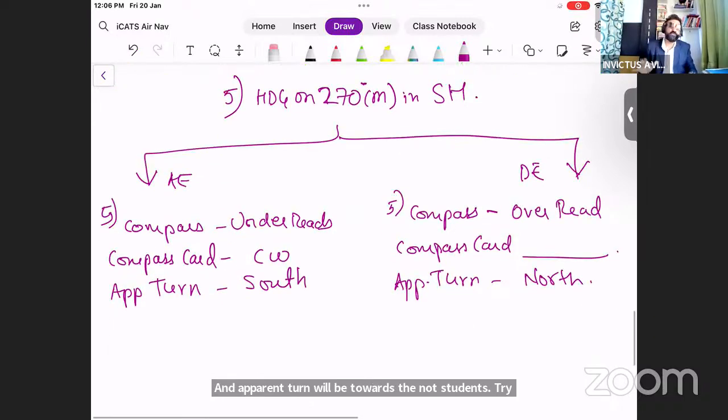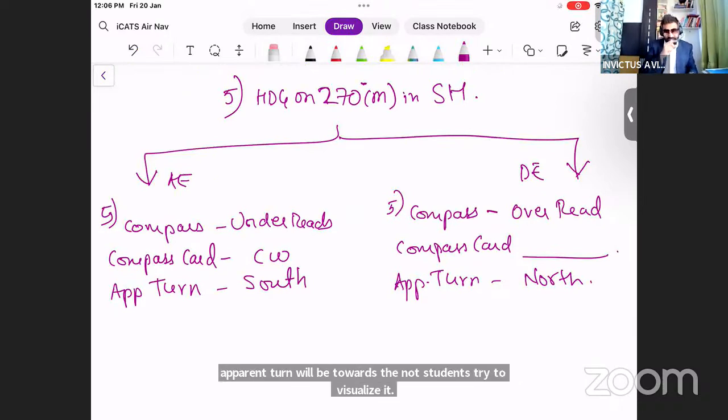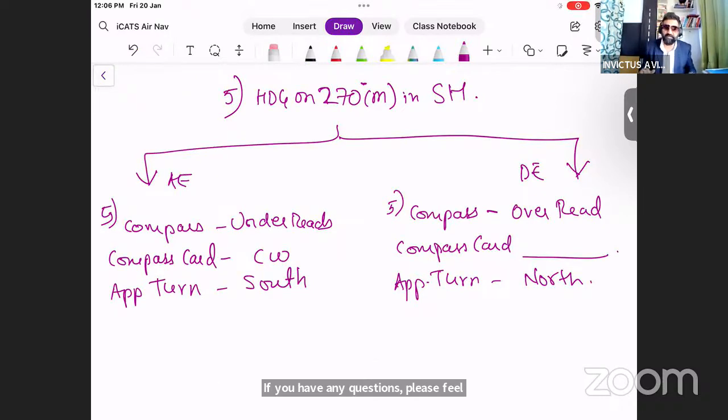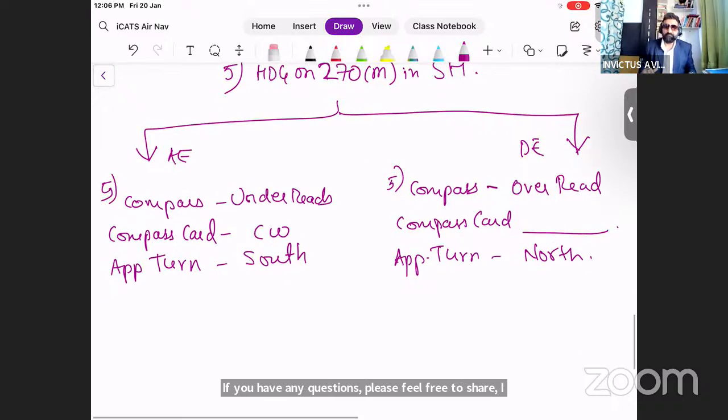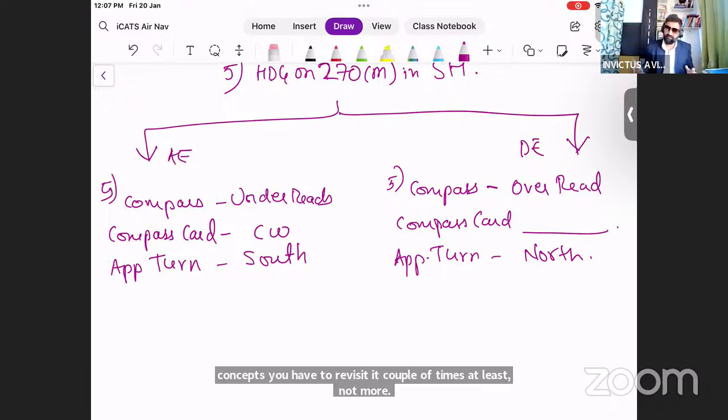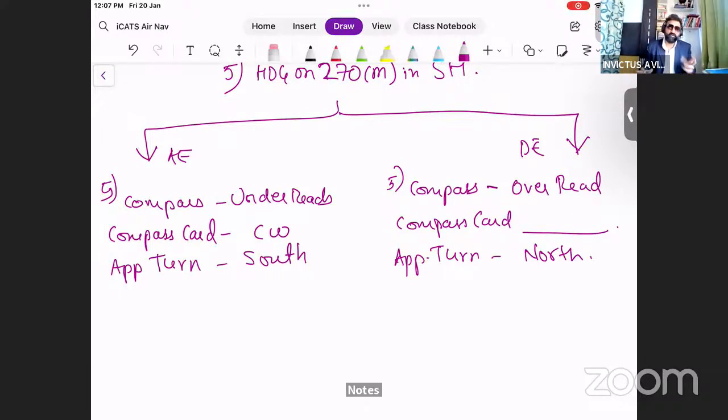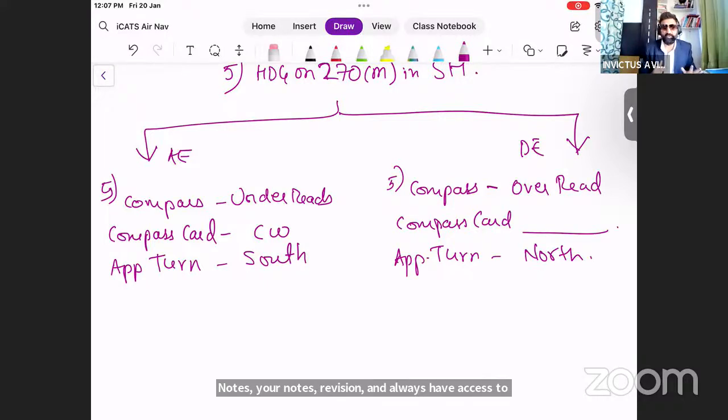Students, try to visualize it. If you have any questions, please feel free to share. I can show you a couple more examples if you want. But you will require some self-study, I would say, to master these easily. Generally, I say attending the lecture is enough for certain concepts. Certain concepts you have to revisit a couple of times at least, not more. Your notes revision, and you always have access to replay this particular part of the lecture every now and then.